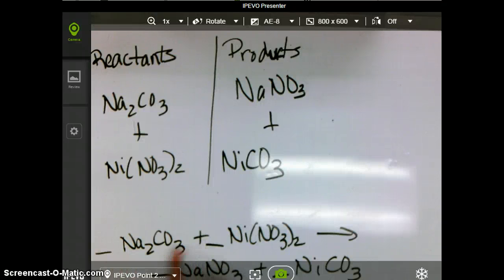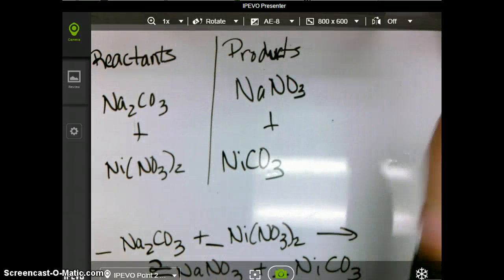So I've got 2 sodiums on my reactant side. I need to have 2 sodiums on my product side. I do that by adding the coefficient of 2. I've got 1 carbonate in my reactant. I've got 1 carbonate in my product, so I'm good. I've got 1 nickel 2 in my reactant, 1 nickel 2 in the product, and now adding this coefficient 2 here, I have 2 nitrates on both sides. So this would be my balanced chemical equation.